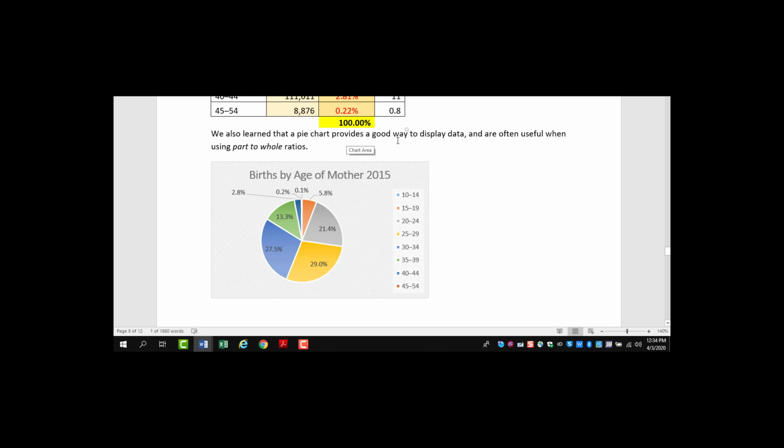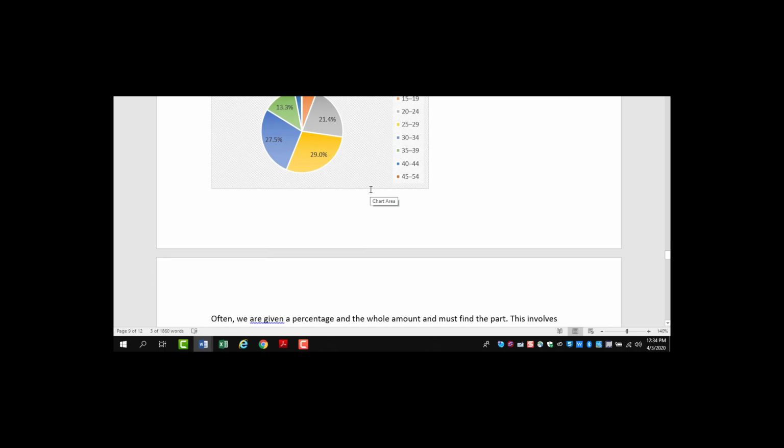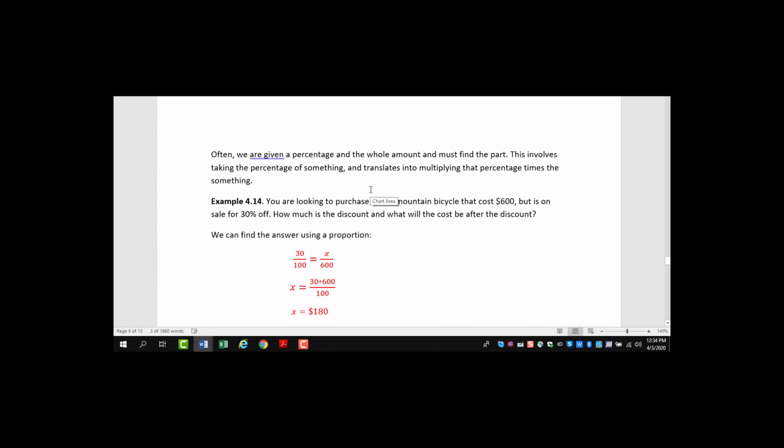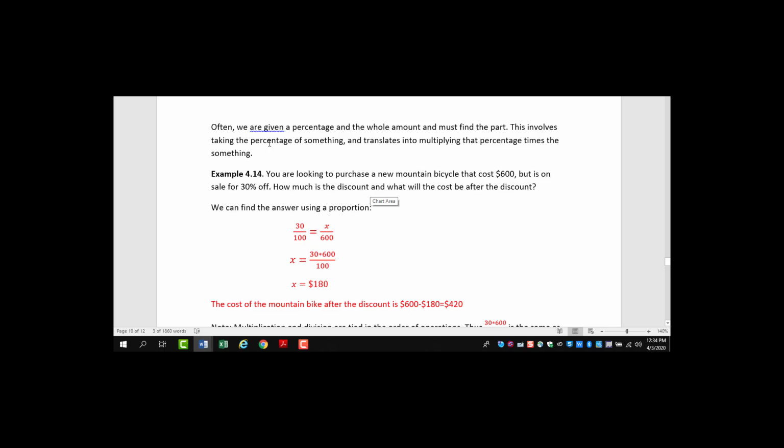We also learned a pie chart is a good way to display data when we're using part to whole ratios. Now here is a flip. This will be the last video, it's short. But often we're given a percentage and the whole amount, and must find a part. That's a little different than finding the percentage. Now we're going to be given the percentage and we've got to find what part that is.